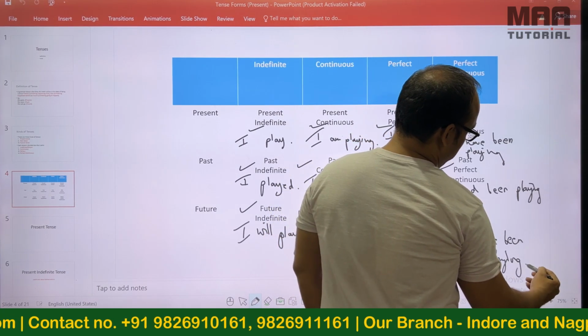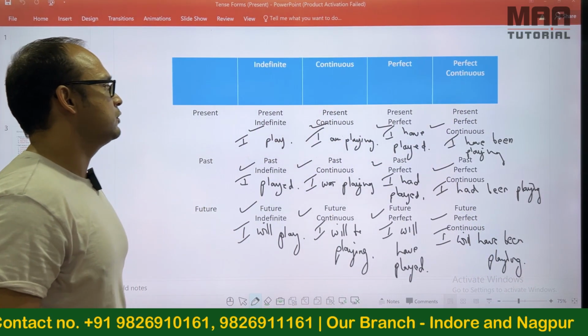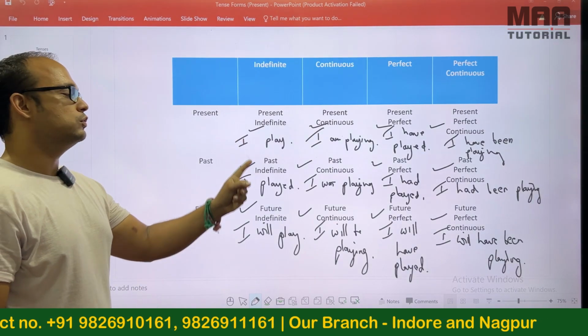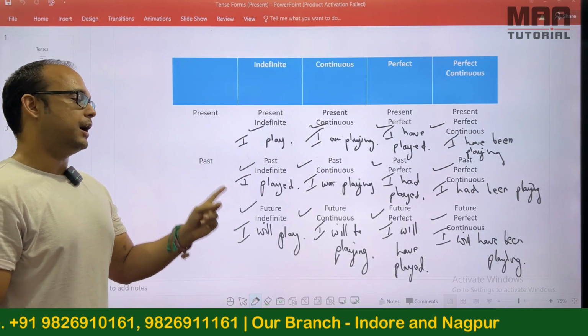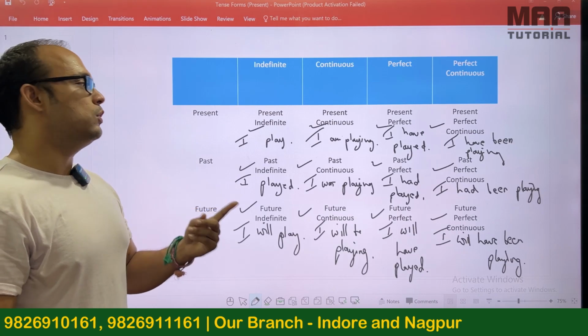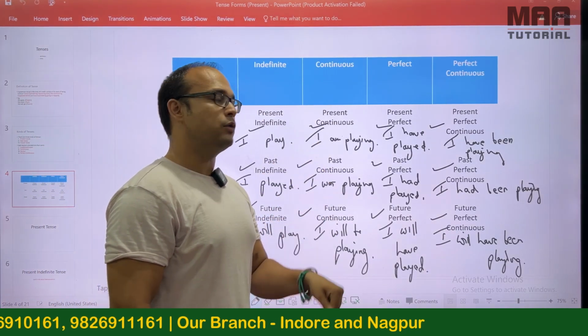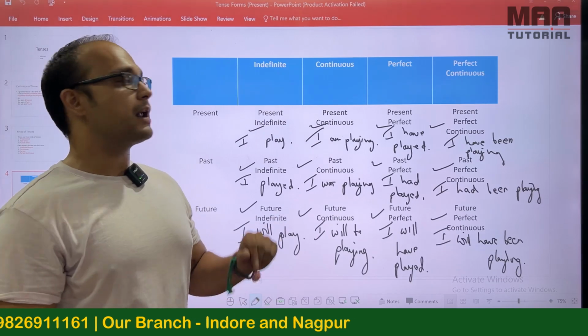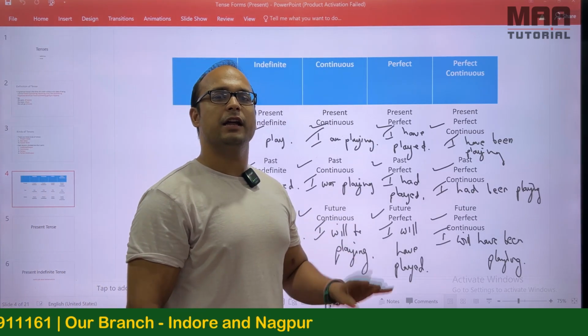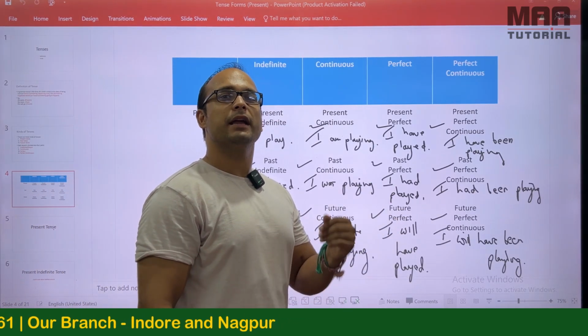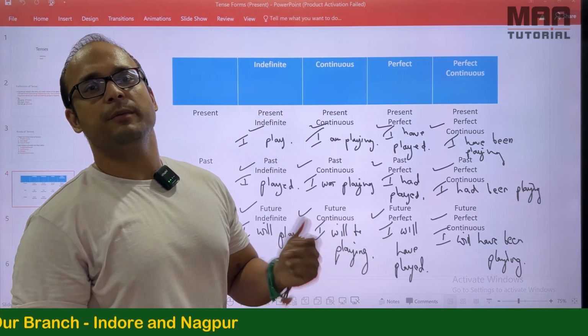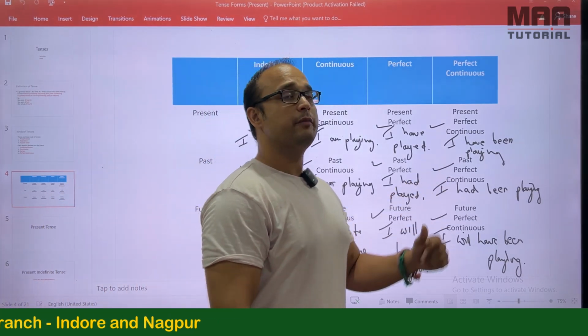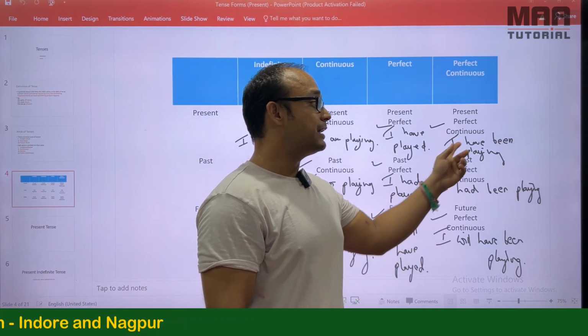What is the difference between all of these? I will tell you once I give the Hindi translation of each. I play, मैं खेलता हूं. I played, मैंने खेला था. I will play, मैं खेलूंगा. I am playing, मैं खेल रहा हूं. I was playing, मैं खेल रहा था. I will be playing, मैं खेल रहा होऊंगा. I have played, मैं खेल चुका हूं. I had played, मैं खेल चुका था. I will have played, मैं खेल चुका होऊंगा. I have been playing, मैं खेलता आ रहा हूं.